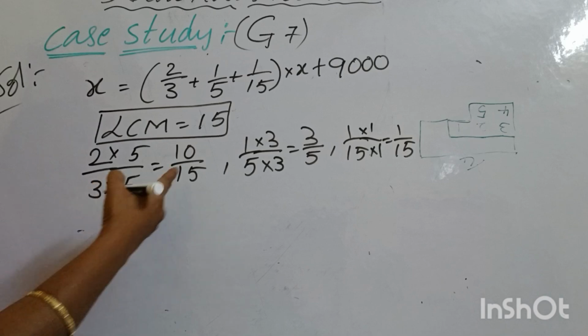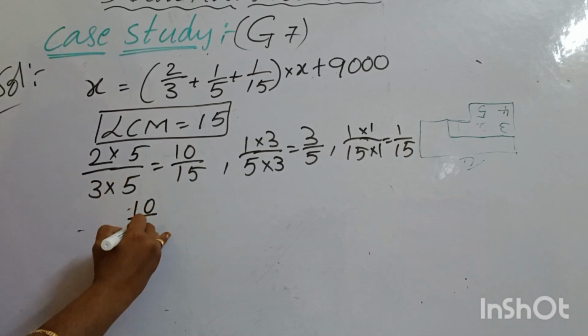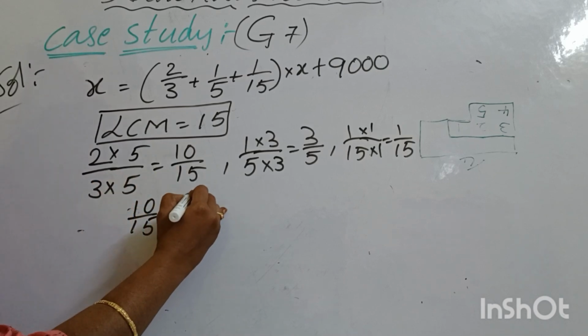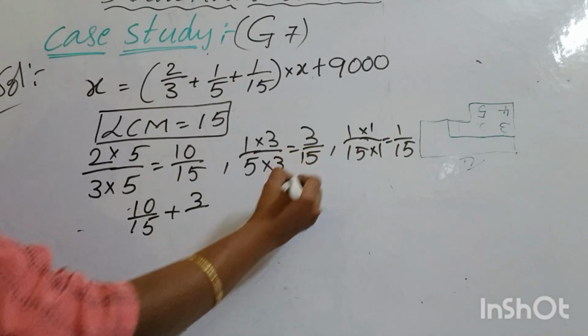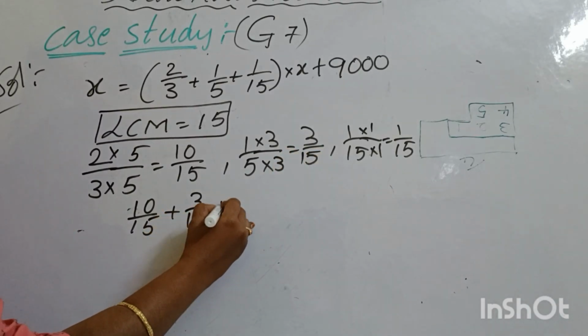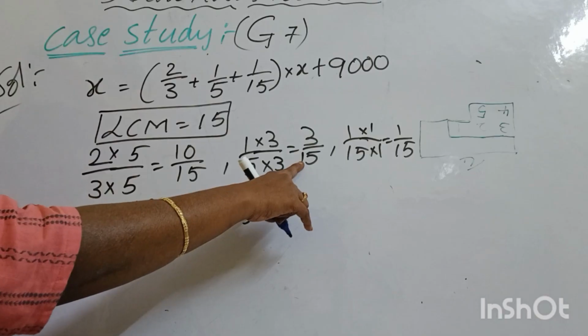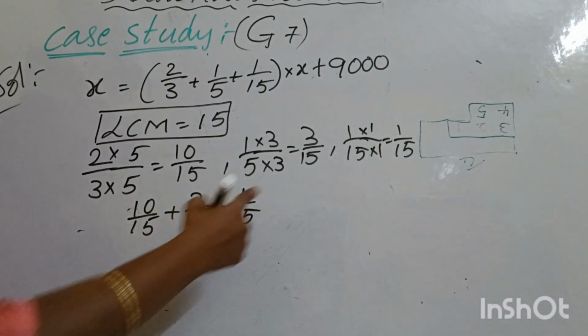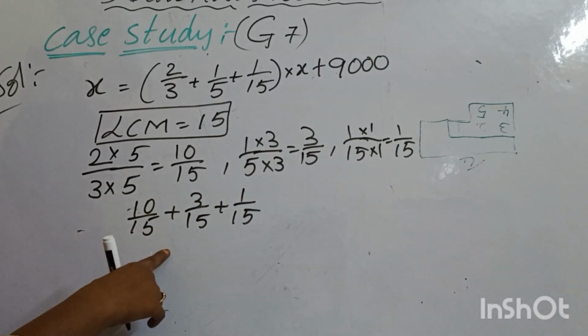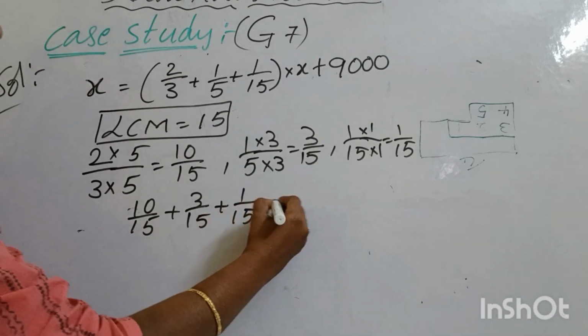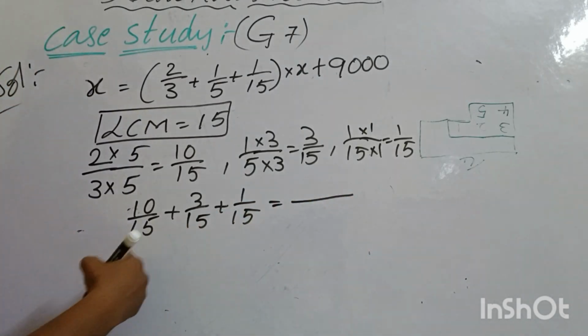Finally, we got the three new fractions. See how they look. Are they looking like fractions or not? Here I forgot to write one, so I have written it again. Now it is looking like fractions, right? So, shall we add all these now?